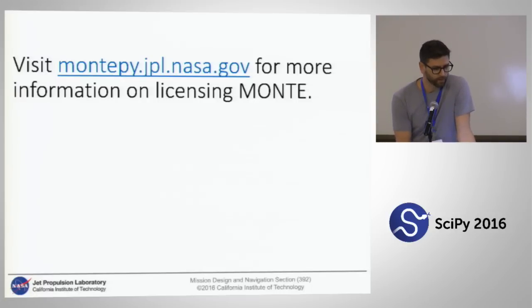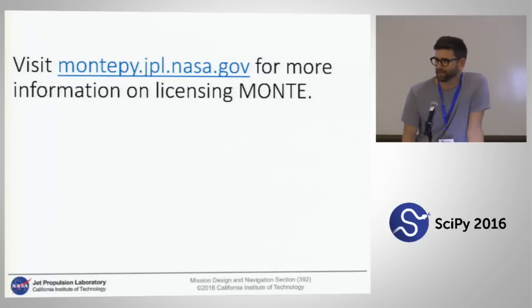So for more information about how to get a copy of Monty, you can go to our website, montypi.jpl.nasa.gov. There's not a lot of content there right now, but we're hopefully going to be updating that in the next few months.